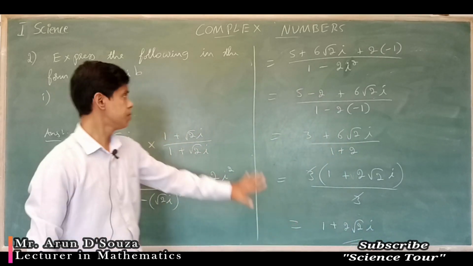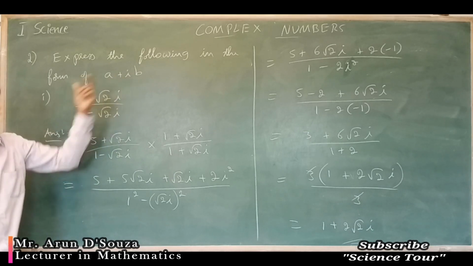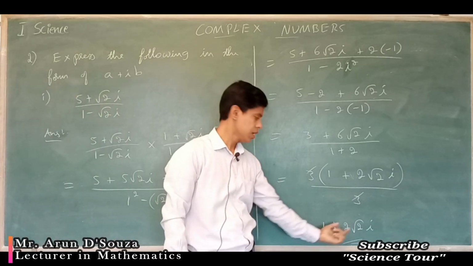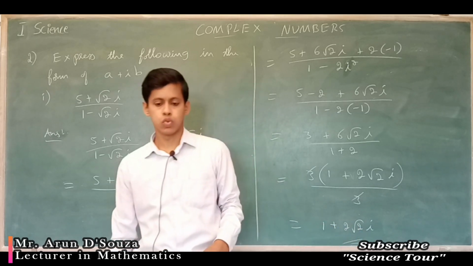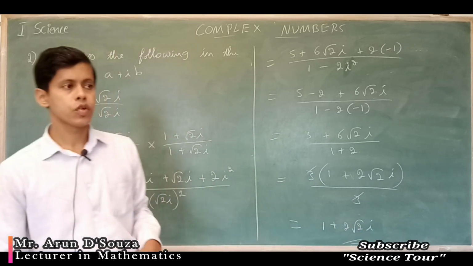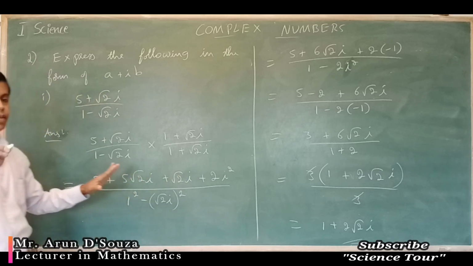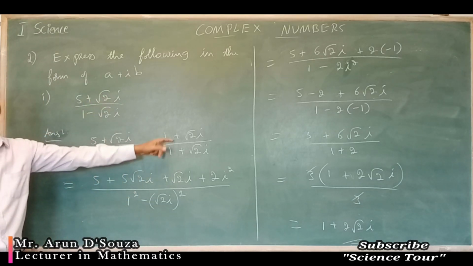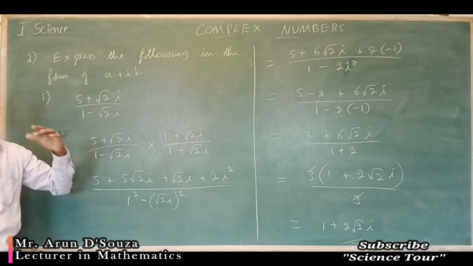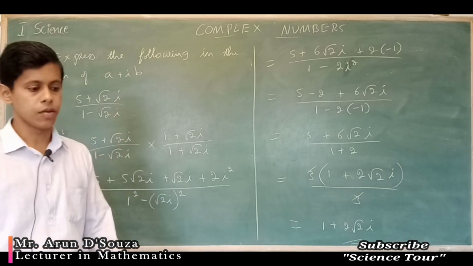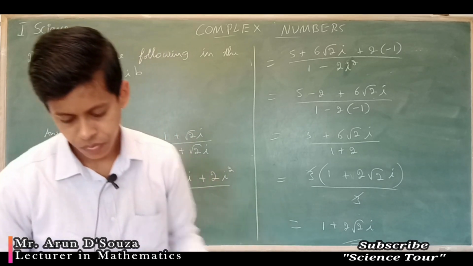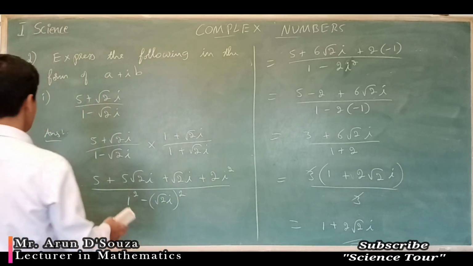So this is in the form of a plus ib, right? So you have a is equal to 1 and b is 2 root 2. So that's how you can solve any problem when you have division. Just multiply and divide by the conjugate. So rationalization is done here. Let us continue and solve one more example.